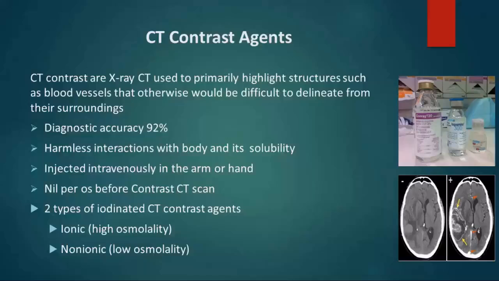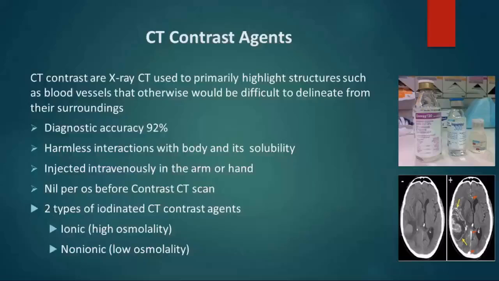So looking at the diagram over here, these are some types of CT contrast agents that are injected intravenously into the human veins. And when this gets into the bloodstream, it helps the doctors to visualize the blood vessels within the human brain. And this helps in providing 92% accurate diagnosis, and it has harmless interactions with the body.